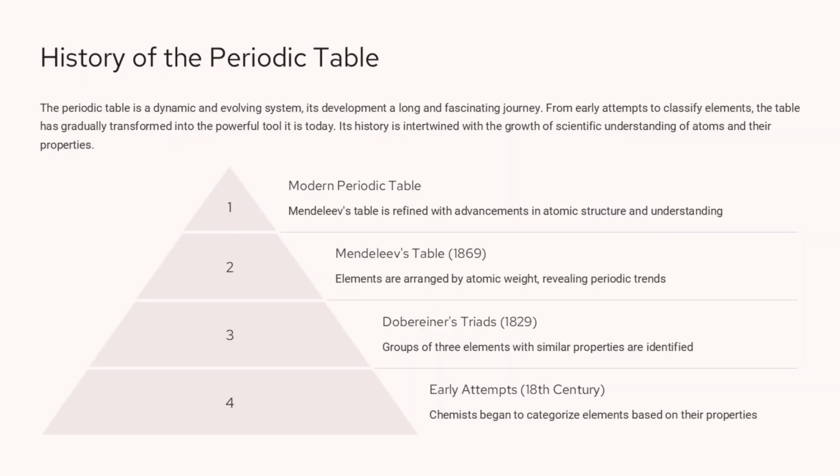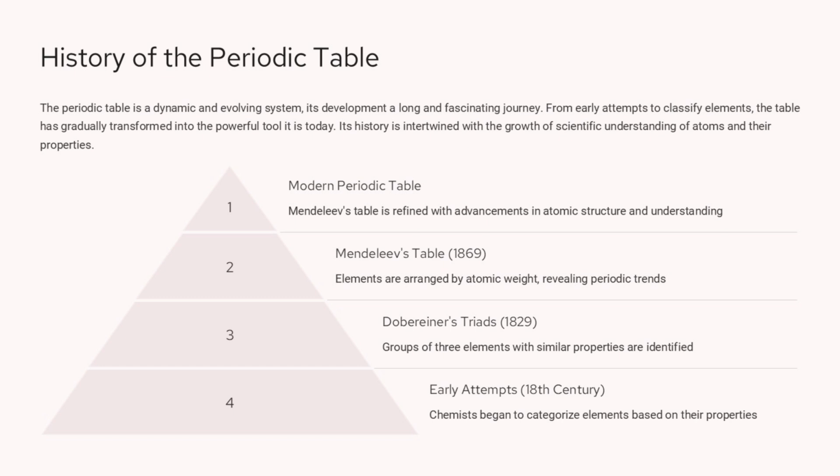The periodic table has a long and fascinating history, tracing back to early attempts by chemists to categorize and classify the elements. In the 18th century, chemists began grouping elements based on their properties, laying the groundwork for later developments. In 1829, Dobereiner identified groups of 3 elements with similar properties, known as Dobereiner's triads. In 1869, Mendeleev arranged the elements by atomic weight, revealing periodic trends and creating the first modern periodic table.